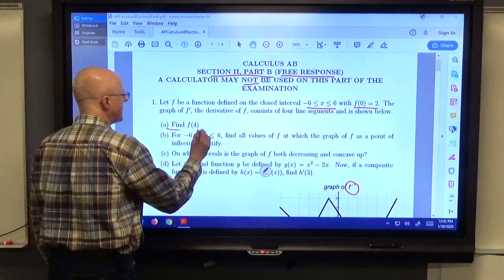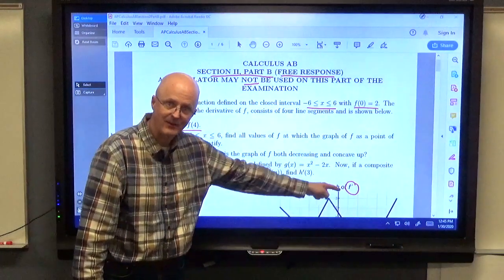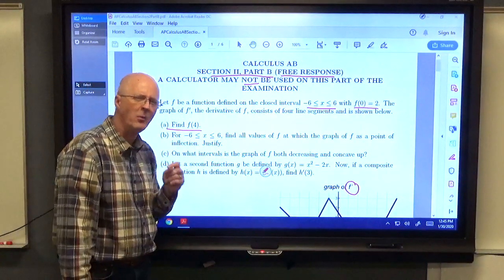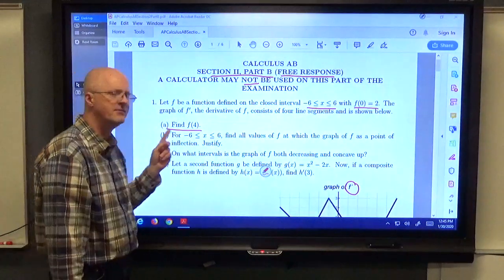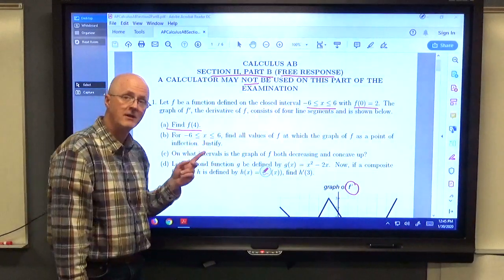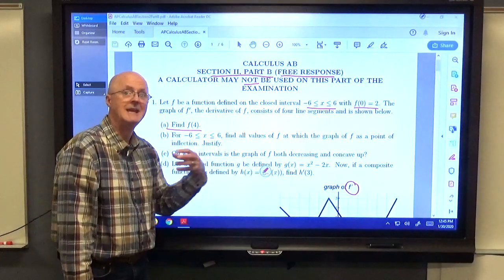In part A, we need to find f of 4. We can't just use that graph's values. That's the graph of f prime. If you think about that for a second, I hope it comes to your mind that we need the fundamental theorem of calculus to find f of 4. The fundamental theorem of calculus relates changes in a function's values to integrals of its derivative, integrals of its rate of change.